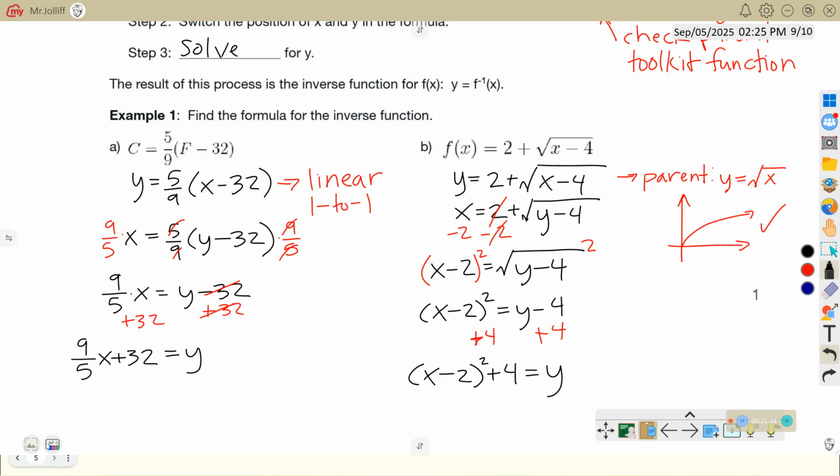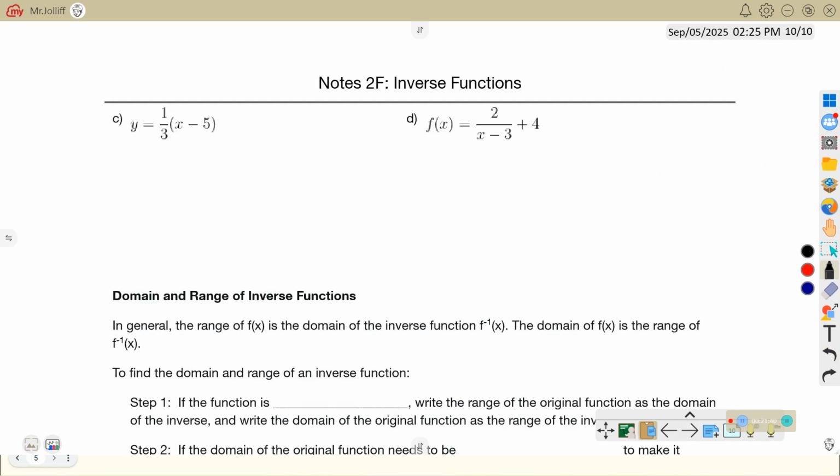Yep. Good. Now it's your turn to practice. I've got another one on the next page. I want you guys to try C together. If you finish early, take a look at D. D's a little tricky, but I want you to start it on your own. I'm going to give you about 4 minutes, and then we're going to come back together as a class.